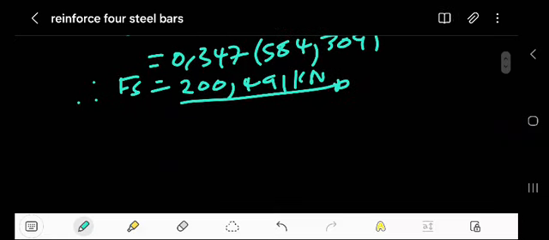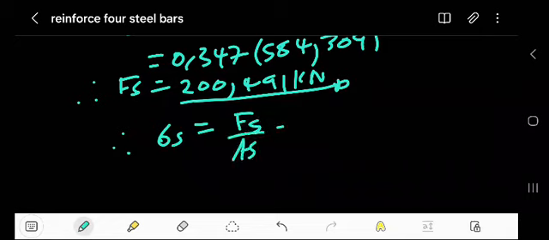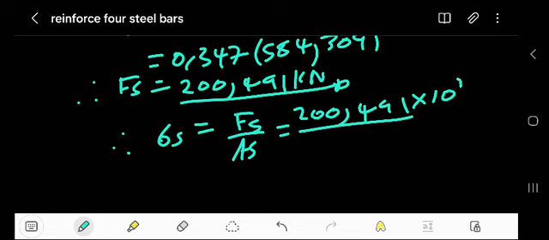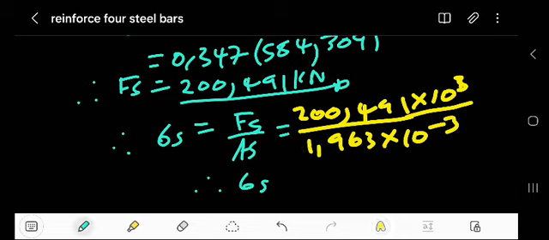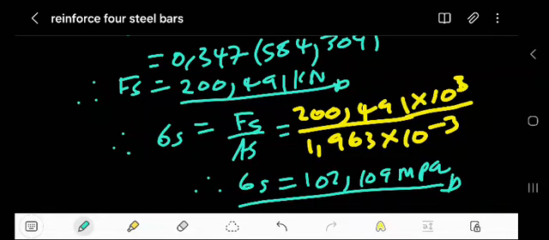Therefore, the stress in the steel, we know this will be force of the steel divided by area of the steel. The force is 200,491, multiply by 10 power of 3 because it's in kilonewton there. Then you divide by that area that we got before. It was 1,963 times 10 to the minus of 3. Then if you punch that on your calculator, you're supposed to get the stress of the steel to be equal to 102,109 megapascal. So that is it, guys.